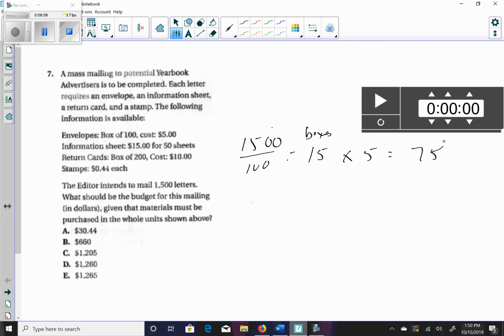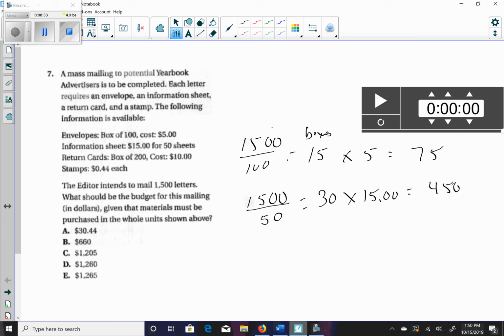The next thing I have is the information sheets. Again, I still have the 1,500 that I'm planning on sending, but each information sheet comes in a set of 50, so I'm going to divide that by 50. When I divide 1,500 by 50, I get 30, so I need 30 sets of those sheets. Each one of those costs $15. So I'm going to take 30 times 15, I end up with $450.